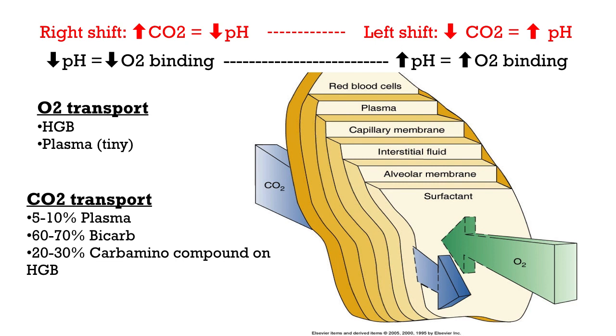Once we get back towards the lungs, the pH is going up. We're becoming more basic and we're increasing our oxygen binding affinity because there's less carbon dioxide. And so therefore we're going to want to grab and pick up the oxygen that is diffusing across the alveolar membrane into the capillaries.